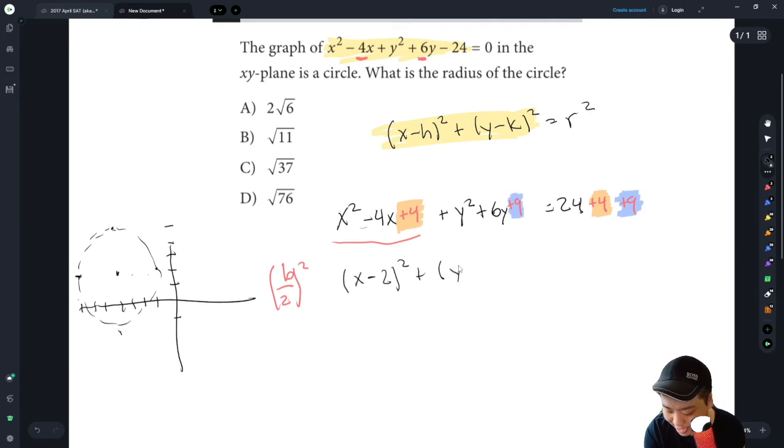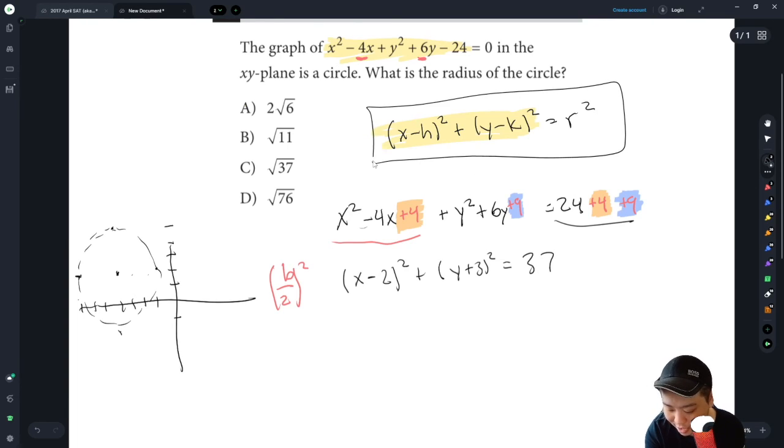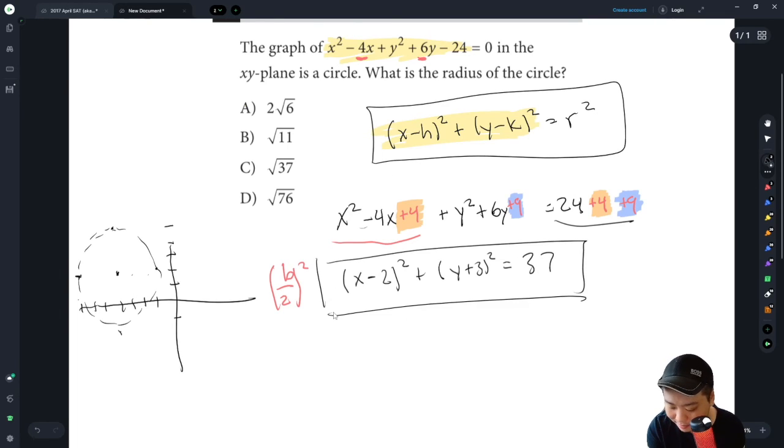And then we're going to do the same thing to the y's. And then we'll have (y plus 3) squared. And we're going to add the right-hand side. 24 plus 4 is 28, plus 9 is 37. And as you can see, we have created our equation of the circle right here. We know that the center of the circle will be at positive 2, negative 3. And the radius of the circle will be the square root of this number, the root 37.